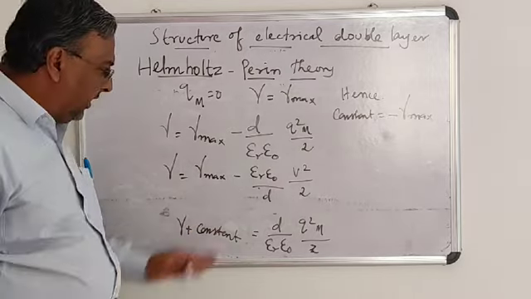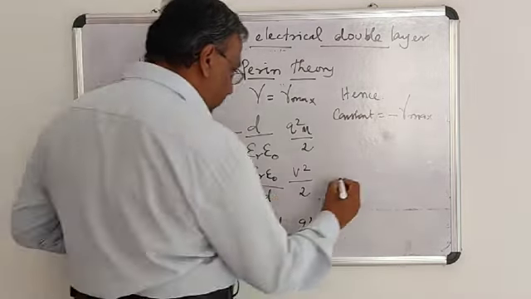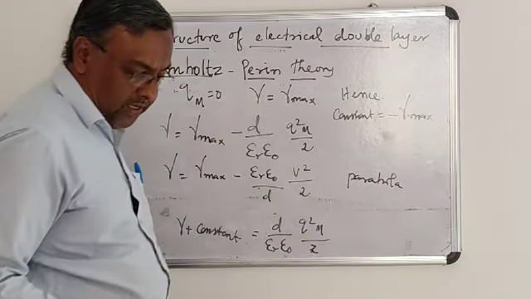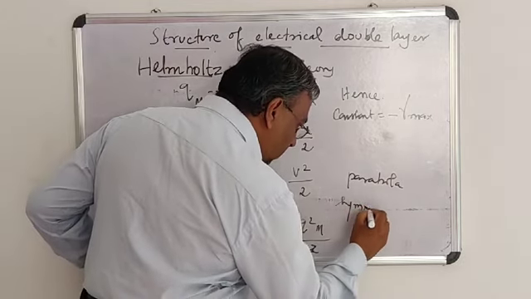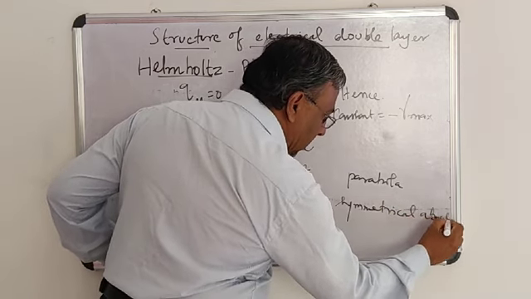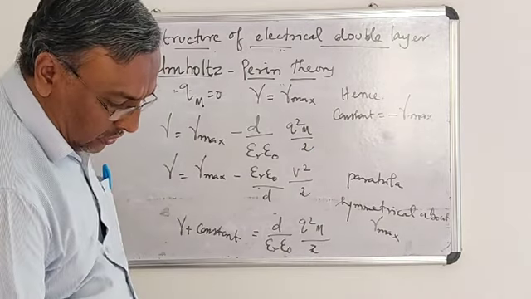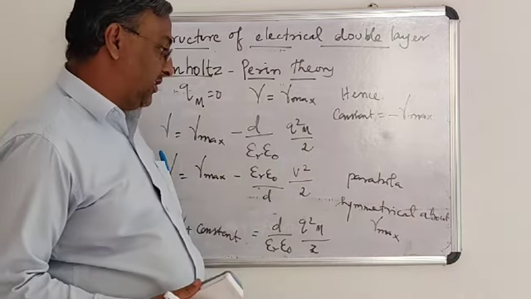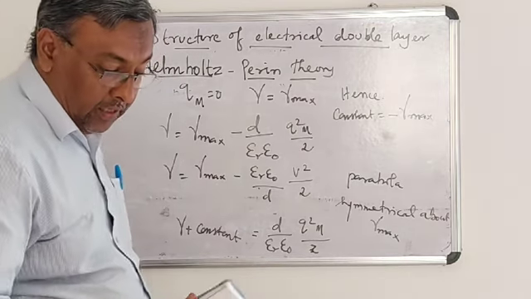Then this equation is that of a parabola, and it is symmetrical about gamma max. So what does it mean? Electrocapillarity is maximum here.